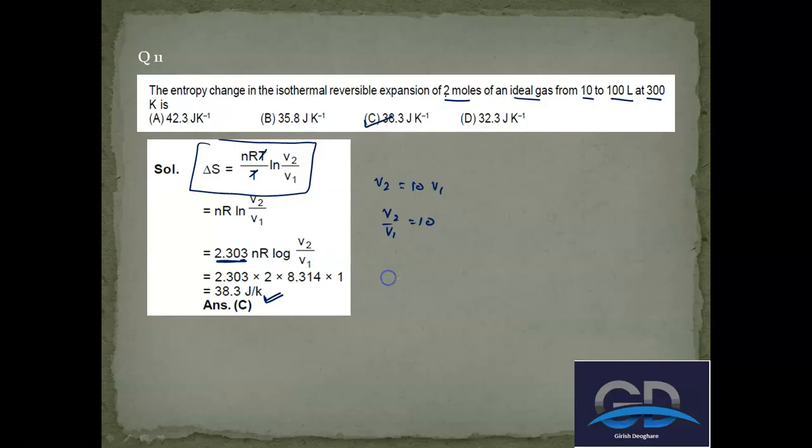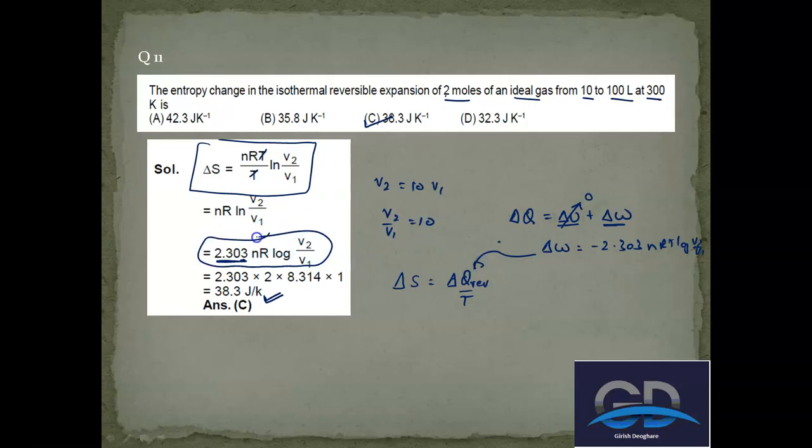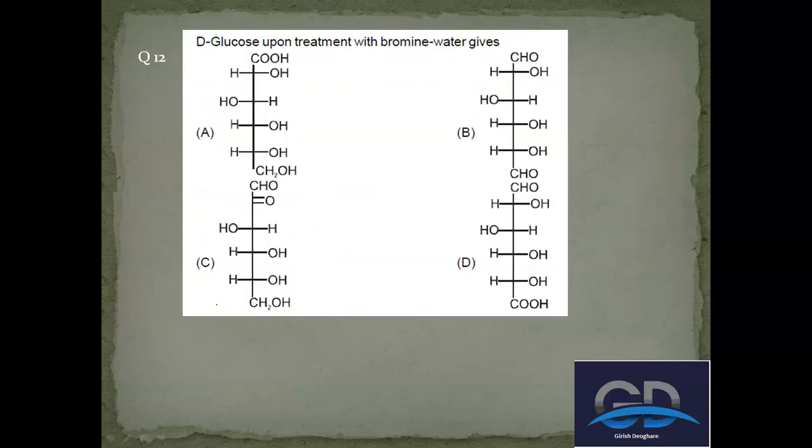Now it is worth mentioning that the definition of an entropy change is basically Q reversible upon that particular temperature. For an isothermal process, delta Q is delta U plus delta W, and this change in internal energy is 0 because the temperature is not changing. And the work done over here is minus 2.303 nRT log V2 by V1. So we put that in place of Q reversible divided by temperature, and we get this expression. So the answer for this question is C.